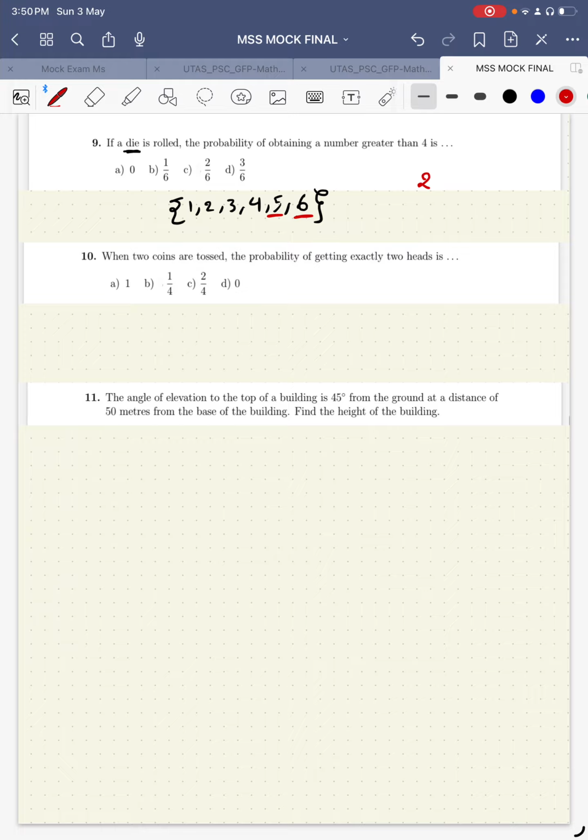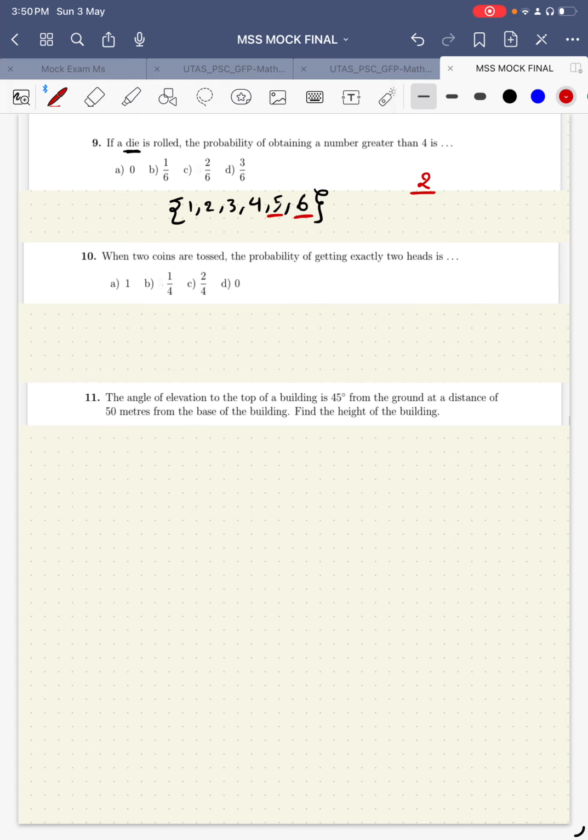So the number is going to be 2 over 6. Remember, the probability is the favorable outcome divided by all outcomes, or the favorable event divided by the entire sample space.